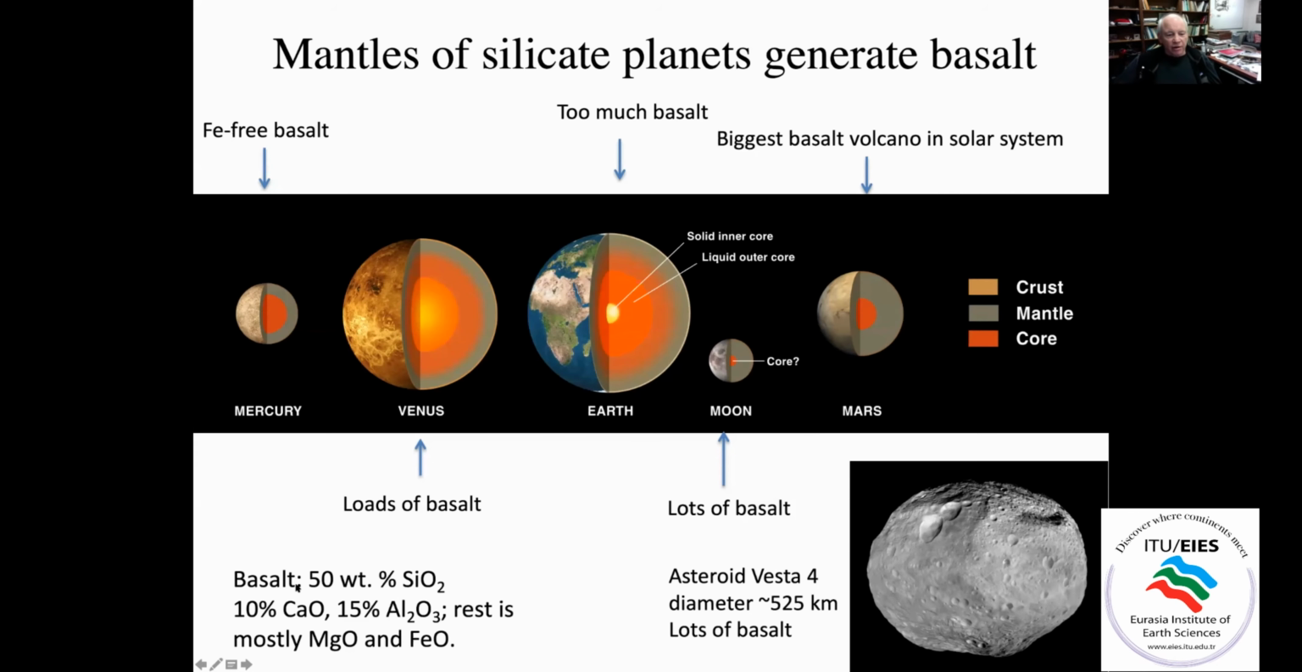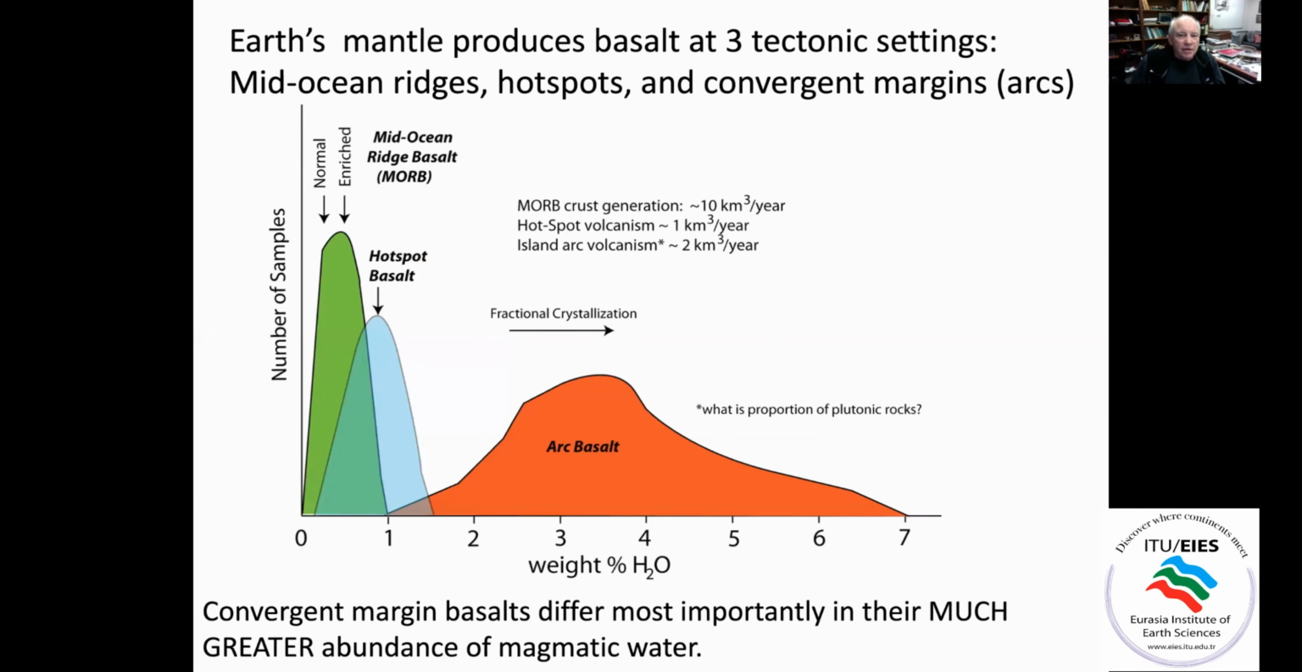Basalt is very similar everywhere. It's what silicate mantles generate: 50 weight% silica, 10 weight% calcium oxide, 15% aluminum oxide, and the rest is mostly magnesium and iron. Very simple stuff. Now, basalts are produced on Earth at three main places, and at first look, they look very similar in terms of composition.